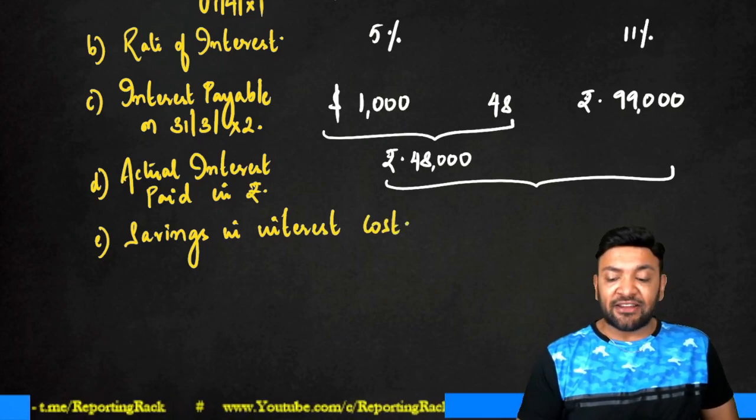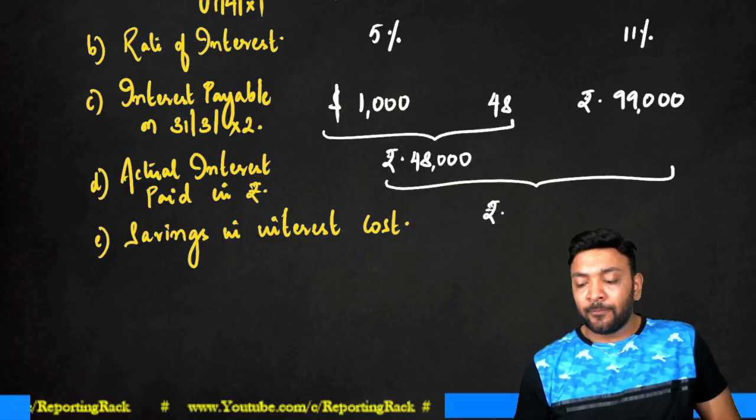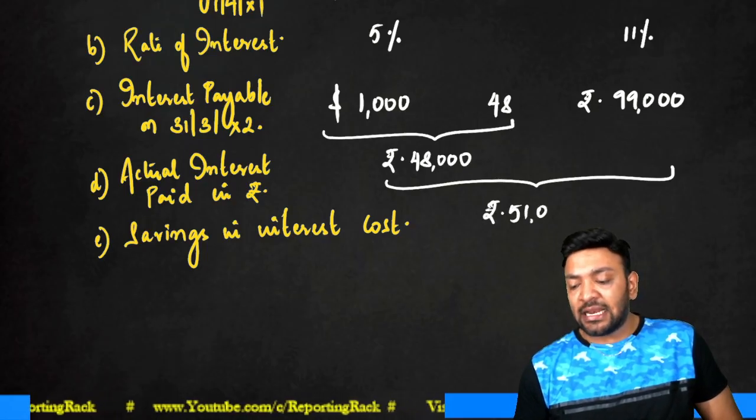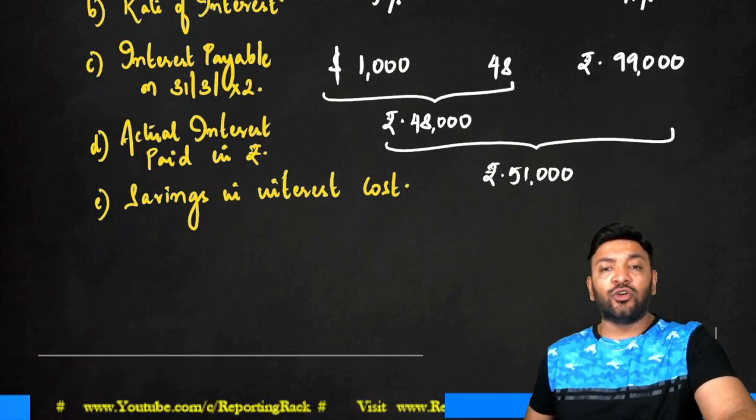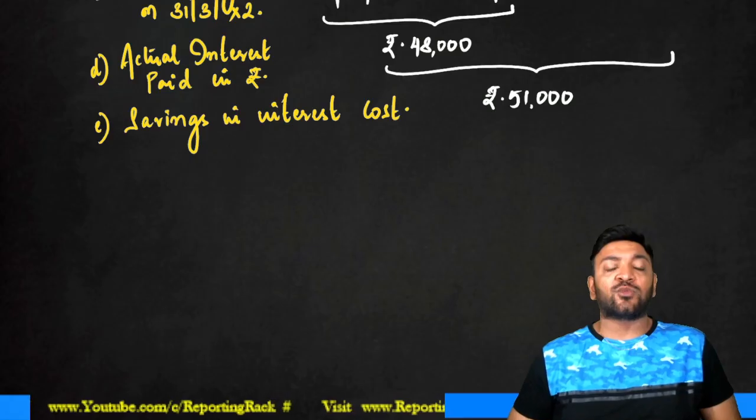Compare these two and get your savings. How much did I save? 51,000. 99,000 minus 48,000. I saved an interest of 51,000. No need of calculator, guys. 99 minus 48.